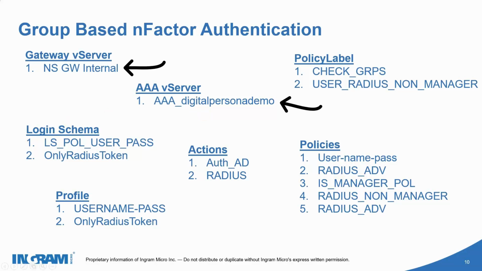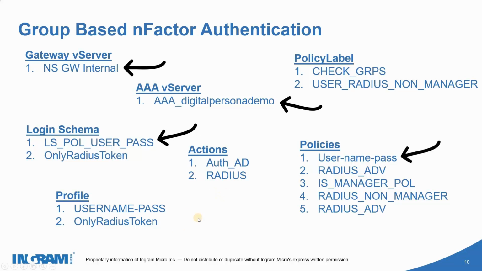The first thing that I have configured here is a logon schema called ls-pol user pass. Ignore the naming conventions for all of these. It doesn't really follow anything. I was just trying to get it to work. This logon schema is what I'm using to display the fields to the user on that gateway page. Remember, the logon schema is an XML construct to speak to the UI. So this is going to be the UI where a user will see their username and password field.